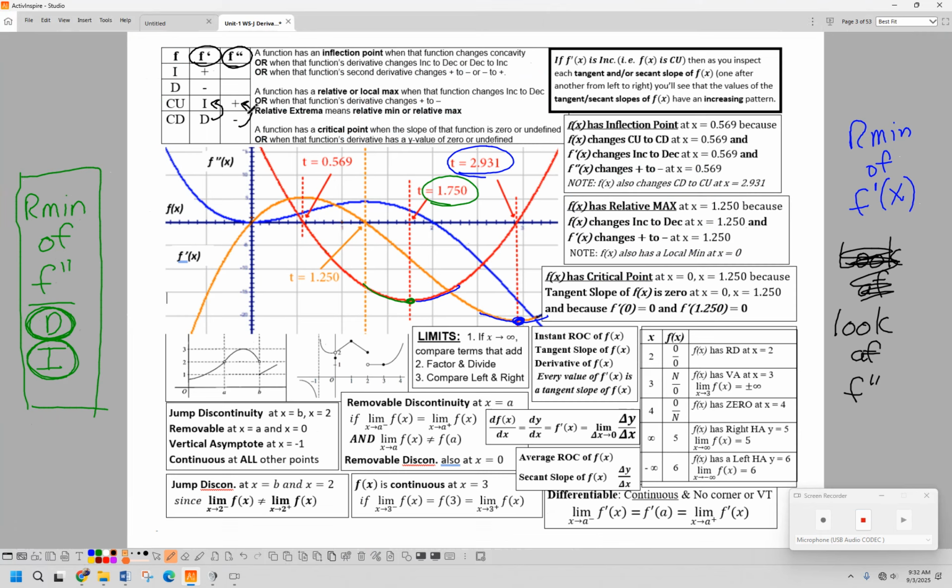So right here, where f prime has a relative min, you will see the y values of f double prime changing from being negative to being positive. That's how you can look at f double prime and figure out where f prime has a relative min.